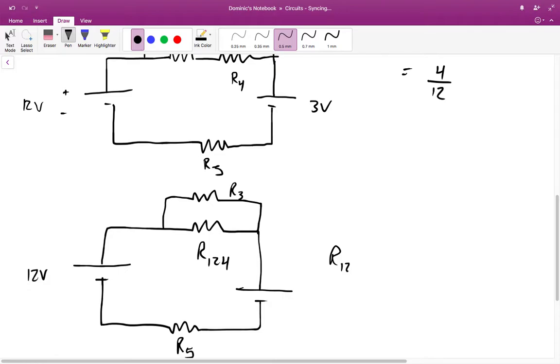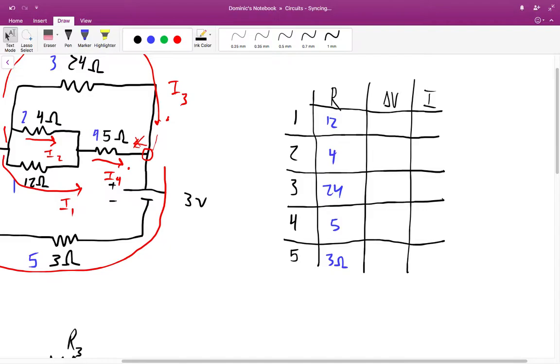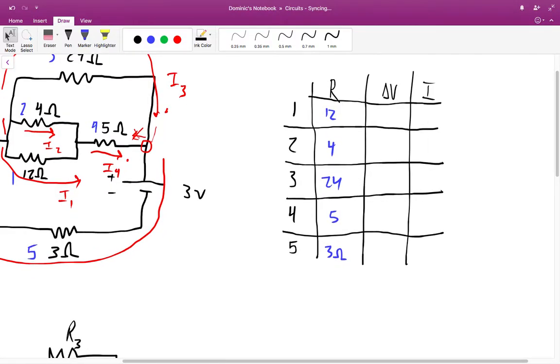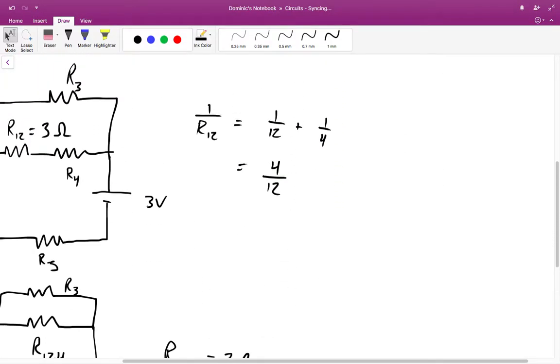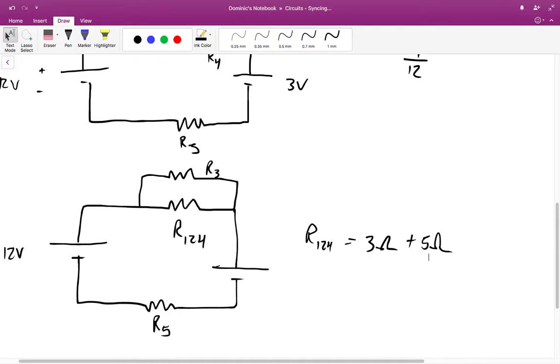Okay, when I combine the two resistors in series, then I just add them up. So R124 equals the 3 ohms that we just found for R12. So 3 ohms, and then we add that to R4, which was 5 ohms. So 3 ohms plus 5 ohms gives us 8. So R124 equals 8 ohms.